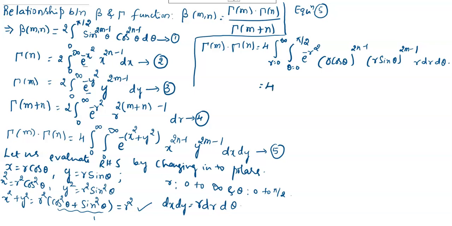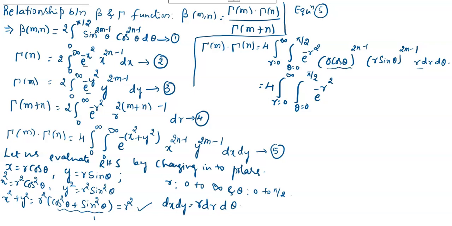First, let me simplify this r power: r to the power of 2n minus 1, r to the power of 2m minus 1, and here one more r we have. If the base is same, then the powers can be added by using the laws of indices. So let me write this 4 into integral r equal to 0 to infinity and integral theta equal to 0 to pi by 2 and e to the power of minus r square.